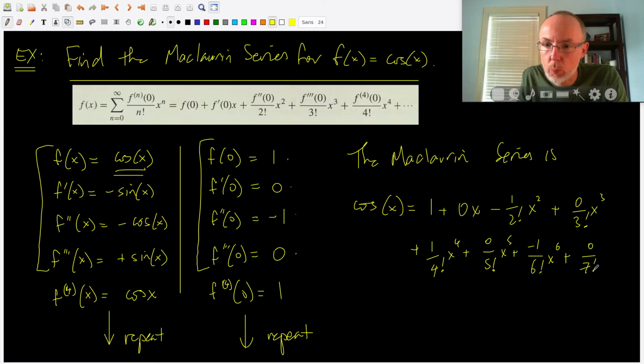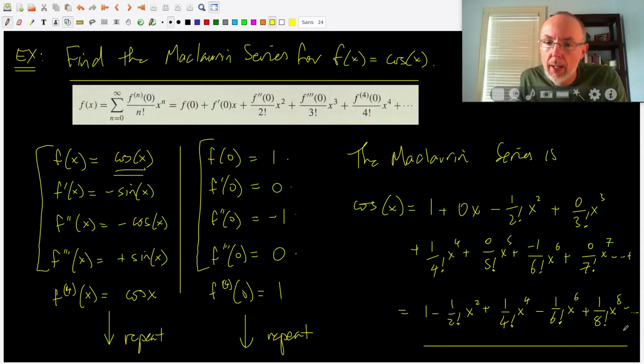You get the idea. It's worth writing out all of these things at least the first time to see what's happening, and then they're going to repeat again. So putting this together, the only ones that are there are the even terms. 1 minus 1 over 2 factorial x squared plus 1 over 4 factorial x to the power of 4, and then minus 1 over 6 factorial x to the 6. This pattern tells us the next one's going to be 1 over 8 factorial x to the 8. Keep writing out those terms and you'll see that's the case. And so we get a Maclaurin series for cosine.